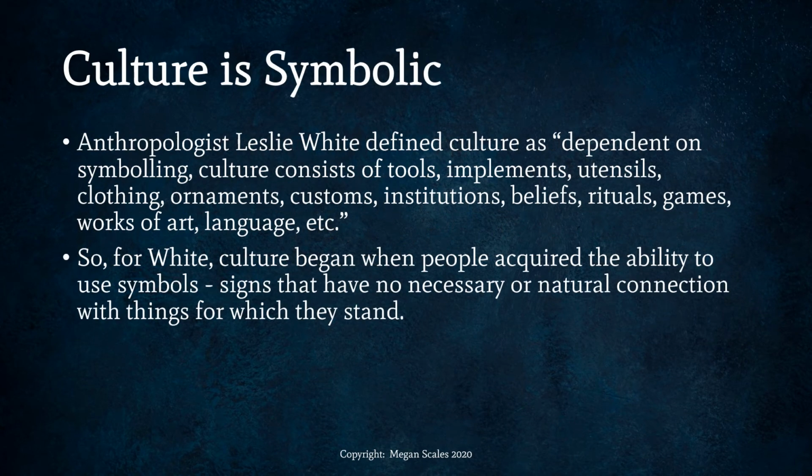We talked about this a little bit already, but culture is learned and it's also symbolic. Anthropologist Leslie White defined culture as dependent on symbolism. Culture consists of tools, implements, utensils, clothing, ornaments, customs, institutions, beliefs, rituals, games, works of art, language, etc. Language is one example of our symbols in our culture. For White, culture began when people acquired the ability to use symbols, signs that have no necessary or natural connection with the things for which they stand.